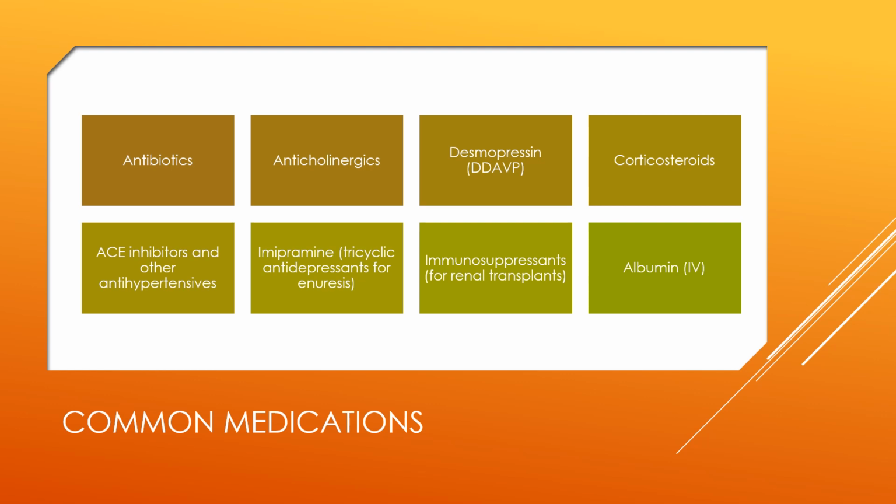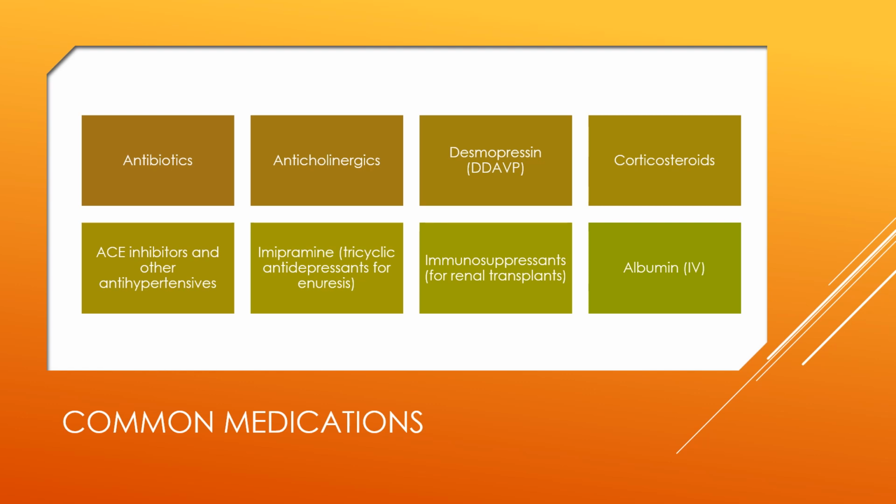So common medications that we may see: antibiotics, we've talked lots and lots about. They could be oral or parenteral and help kill bacteria. Anticholinergics cause smooth muscle relaxation of the bladder. DDAVP is an antidiuretic. Corticosteroids we know are anti-inflammatories. ACE inhibitors or other antihypertensives help with vasodilation. Imipramine increases the synaptic concentration of serotonin.